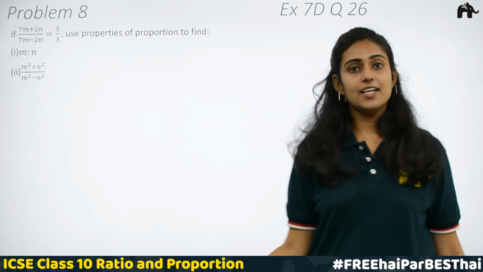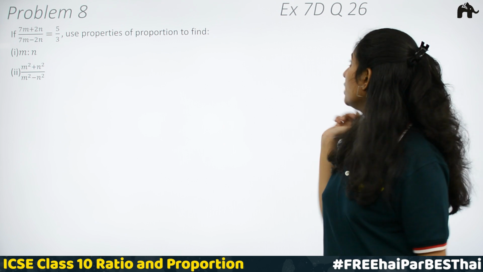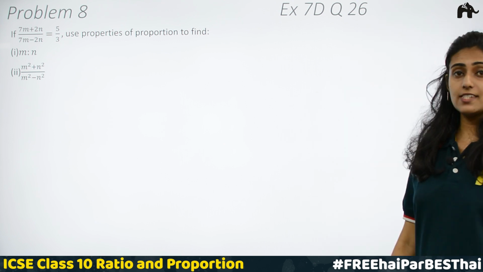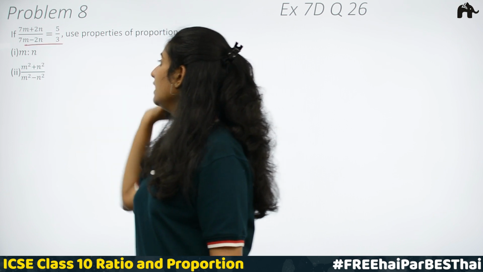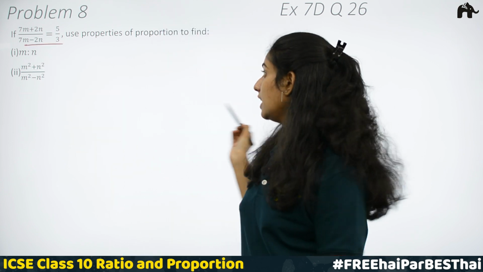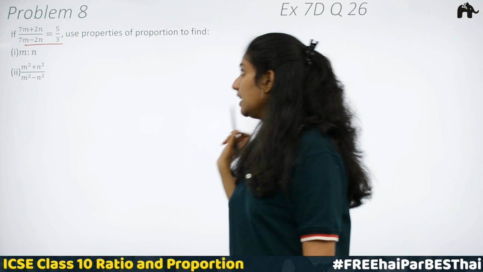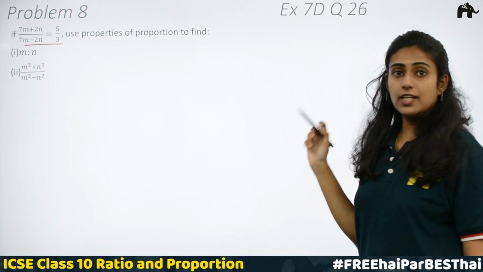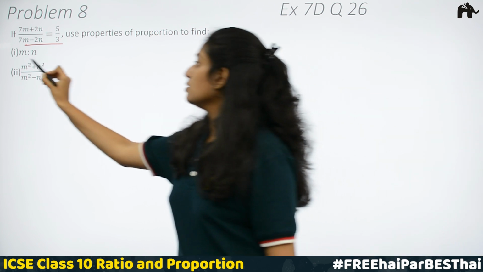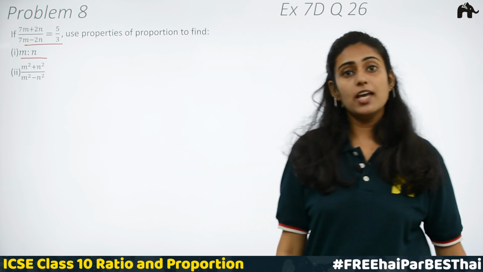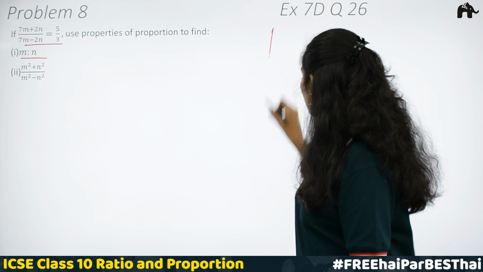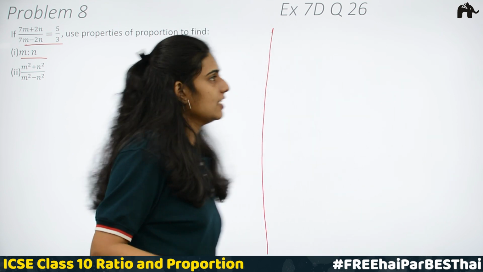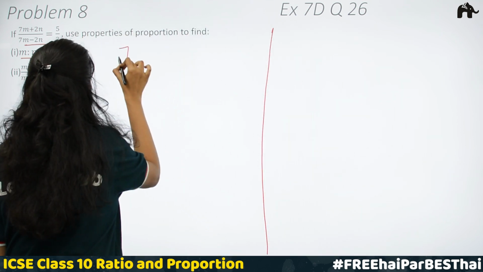Got it? Here we have the last problem for today, problem 8, question 26 of exercise 7D. If 7m plus 2n divided by 7m minus 2n is equal to 5 by 3, use properties of proportion to find first m is to n, second m square plus n square divided by m square minus n square. We have solved many similar questions. So, easily we can solve this.